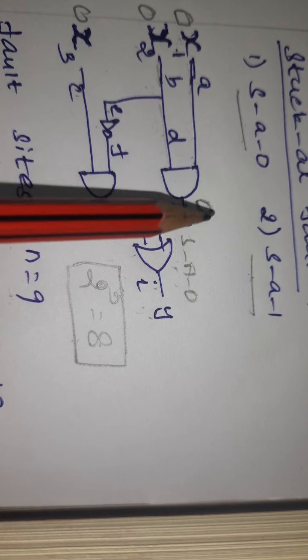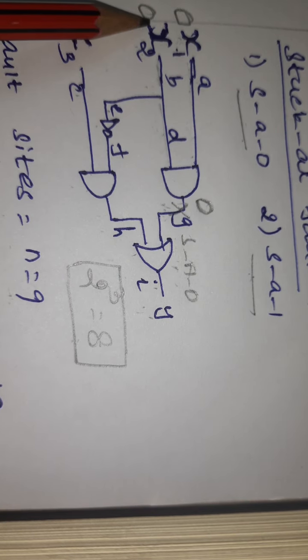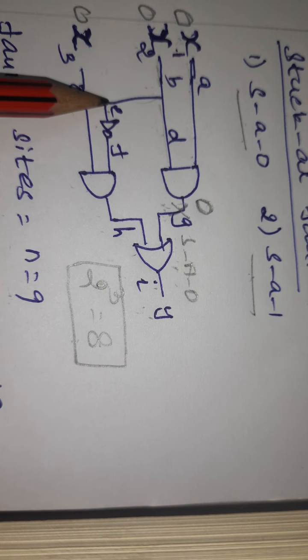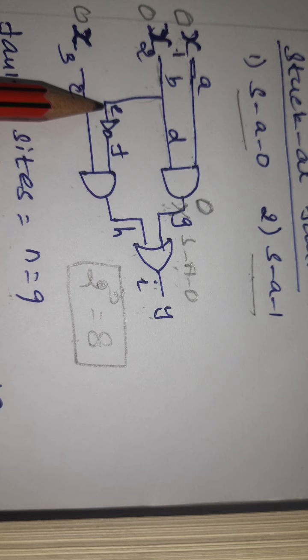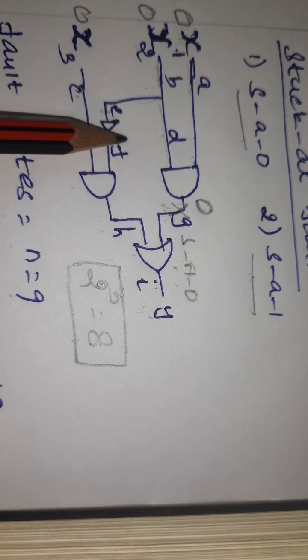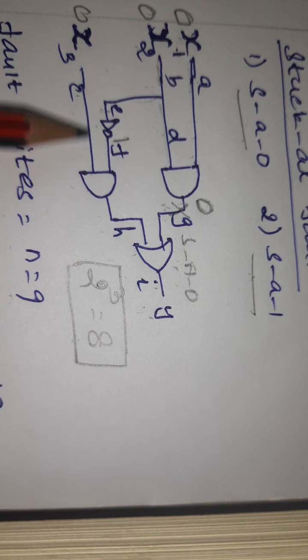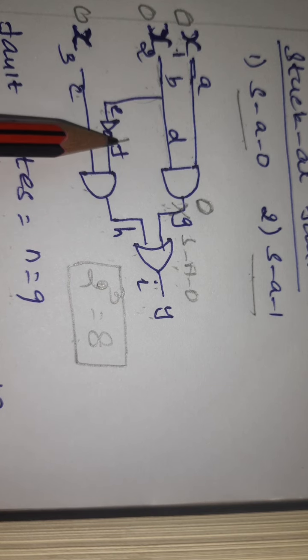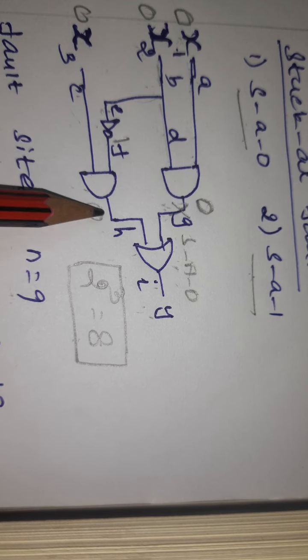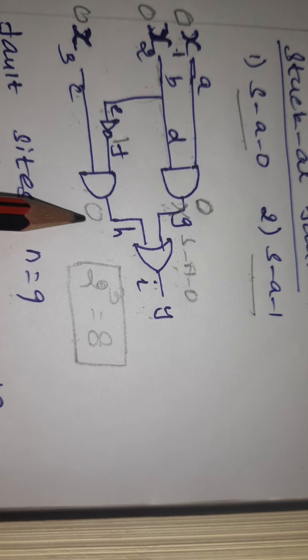0. Then this 0 goes to the inverter circuit. What is the inverter logic? When the input of the inverter is 0, the output at this line point is 1. So now 1 and 0 is the combination of input of this AND gate. What is the AND gate logic? 1 into 0 is 0. So here also 0, here also 0.